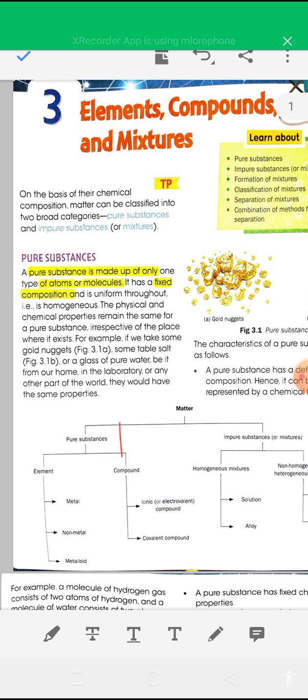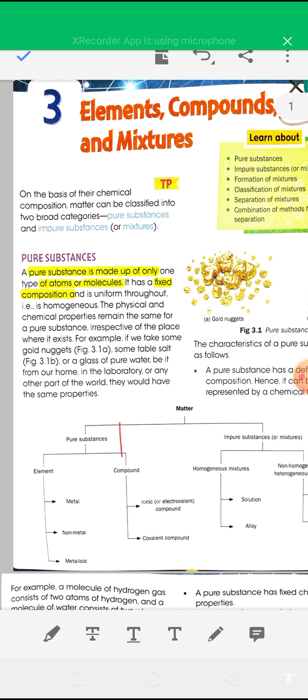And what is matter? Matter is anything that occupies space and has mass. For example, a table is matter, a book is matter, a pen is matter, air is also matter. It has some volume, it occupies some space, and it has some mass also. So all these are examples of matter.